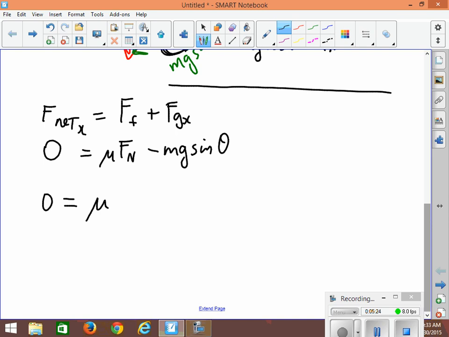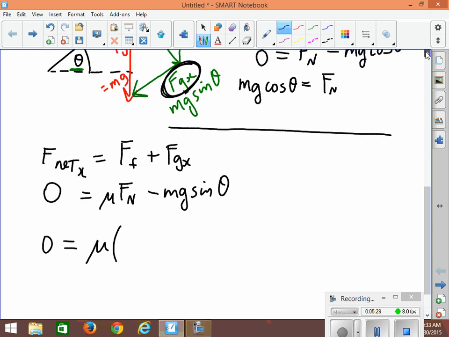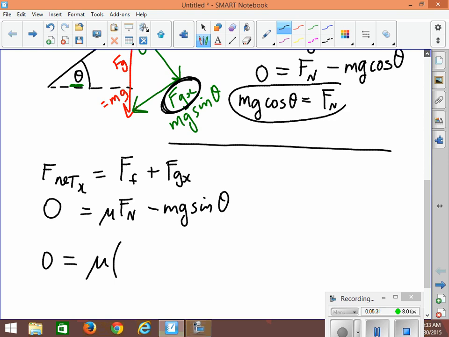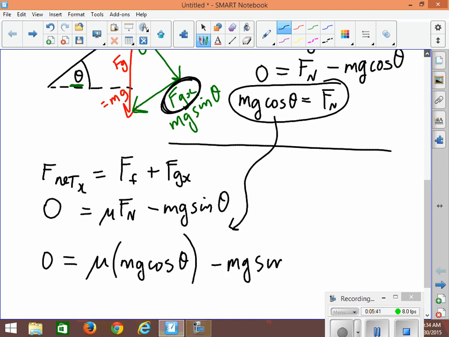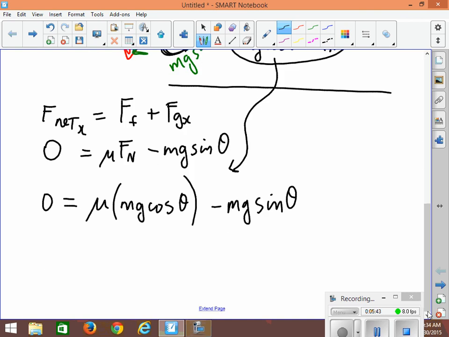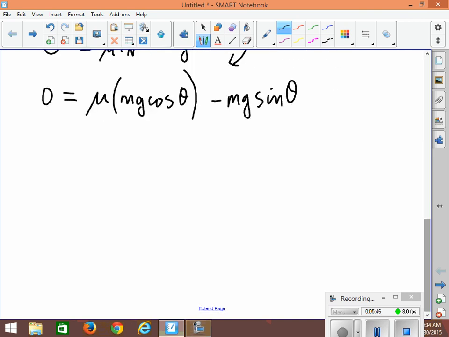Well, we just have a mu in this case. But we do know the normal force. We figured it out over here, so we can bring that down and substitute it into the equation, mg cos theta, and we still have our minus mg sine theta. And I think you can almost taste the answer if we move the mg sine theta to the other side, changing its sign, equals mu times mg cos theta.